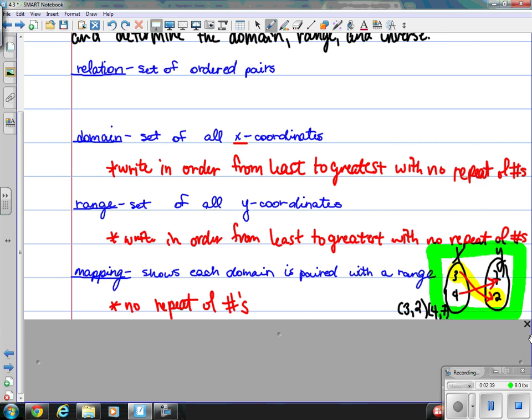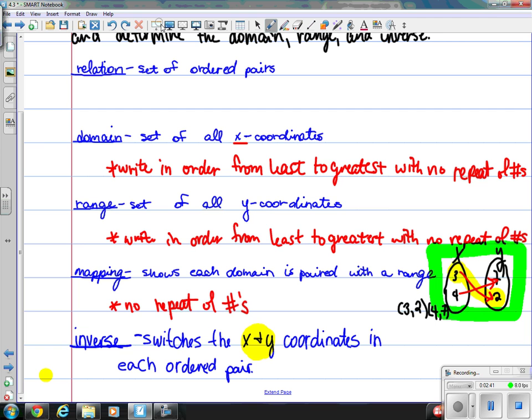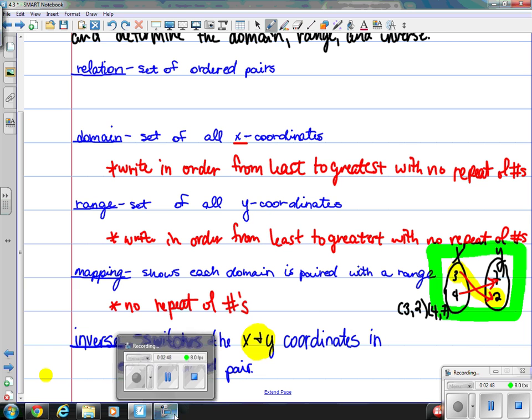And our last vocabulary word is inverse. An inverse switches the x and y coordinate in each ordered pair.